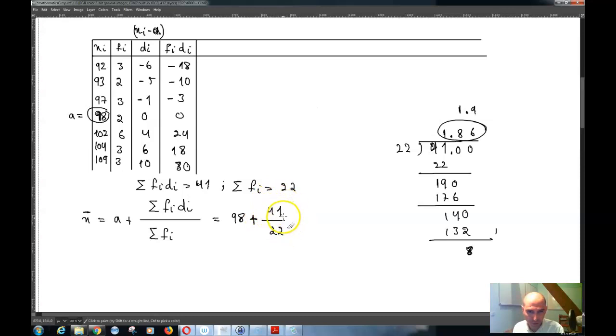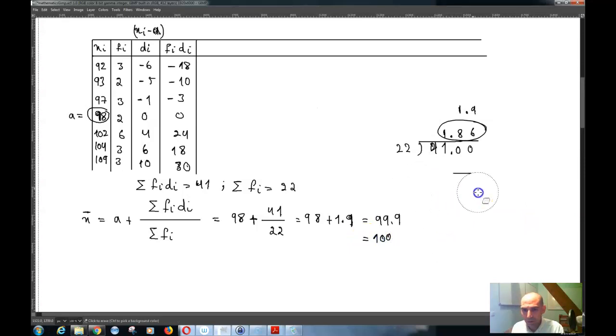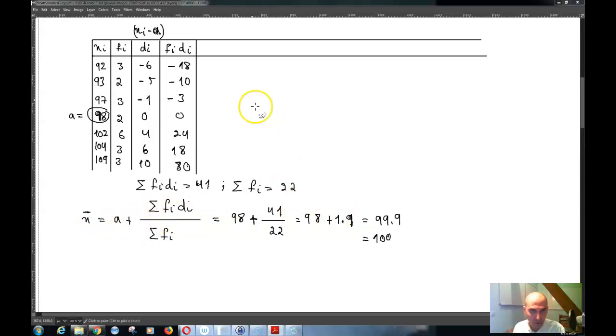So I take this as 1.9. So that's 98 plus 1.9, which is the same thing as 99.9. Take it as 100. Round it up to 100. So let's see if the mean is the same over here. That's 100, right? So that means that your x bar is equal to 100.